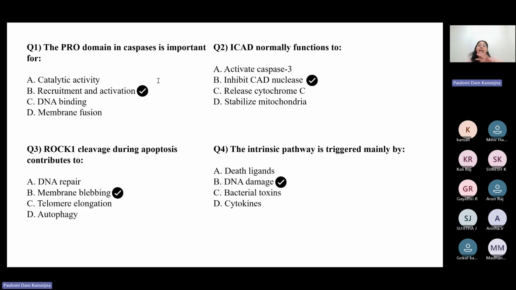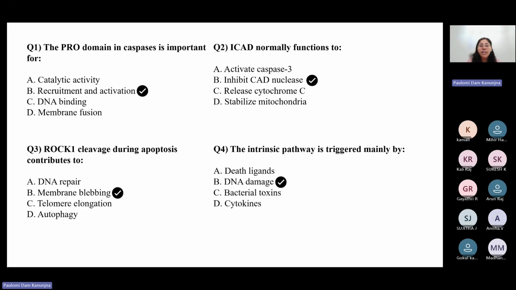Now, this ICAD has to be removed when your DNA fragmentation has to take place. So caspase 3, as soon as it gets activated, first cleaves off this ICAD. As soon as the inhibition of the CAD goes away, the CAD gets activated. CAD basically means the DNase enzyme. DNase activation leads to fragmentation of DNA, and that leads to DNA laddering. So I hope you can make the framework of how these apoptosis pathways are happening.